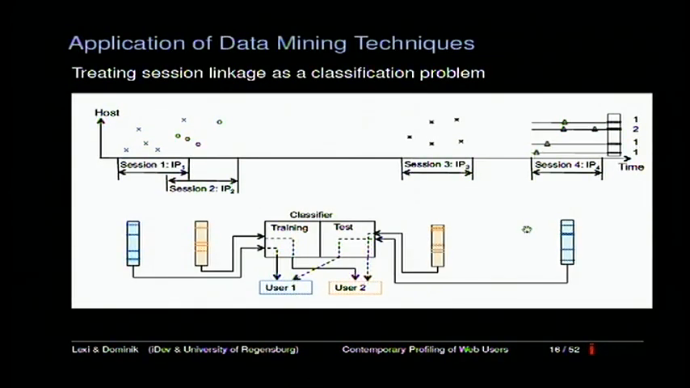Fortunately, we don't have to do this manually, but we can use data mining techniques here. Using data mining techniques allows us to treat the session linkage problem as a classification problem, like a standard machine learning task. What we're doing is feeding a classifier the earlier sessions, like session 1 and 2, training it with them, and then asking the classifier which user's profile it would predict session 3 matches. And then the classifier might hopefully say that session 3 looks very similar to session 2, and therefore both of them belong to user 2.